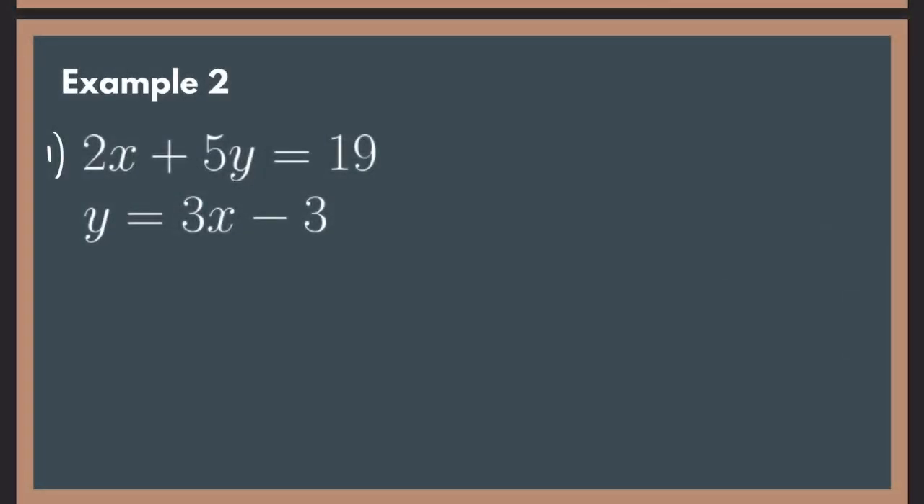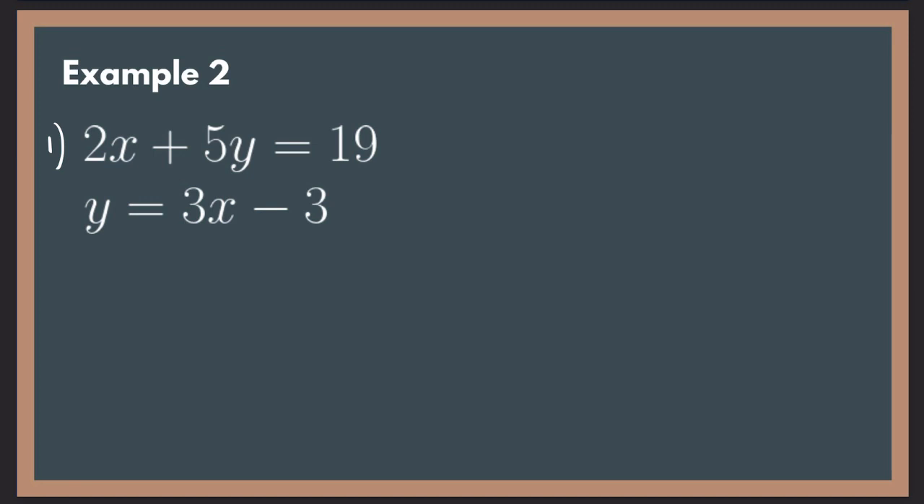In our second example, we have two equations as well. Our first equation is 2x plus 5y equals 19, and our second equation is y equals 3x minus 3. In our second equation, y equals 3x minus 3, which tells us that we can substitute 3x minus 3 for the y in the first equation. Substituting this in the first equation, we get 2x plus 5 times (3x minus 3) equals 19.